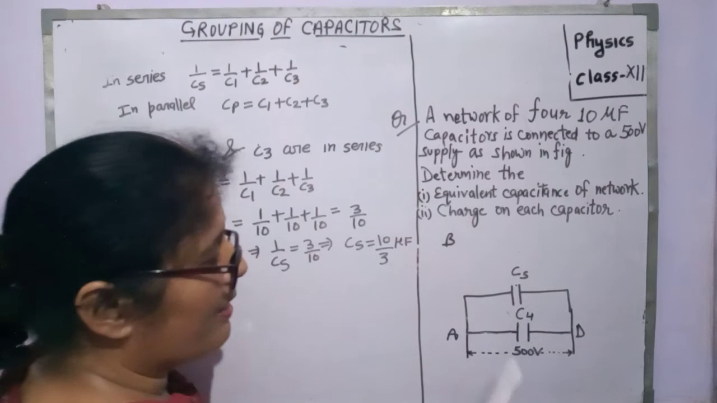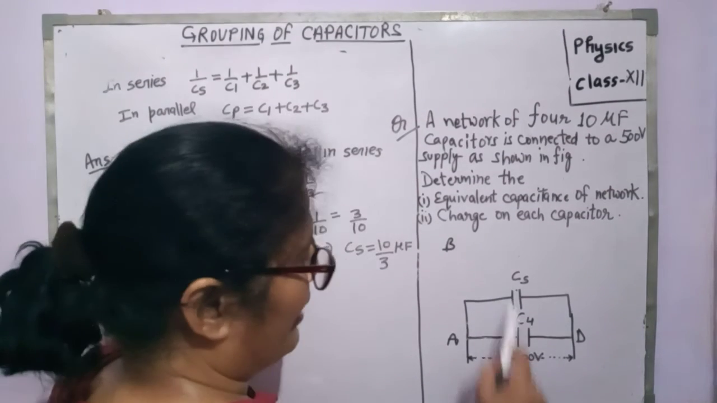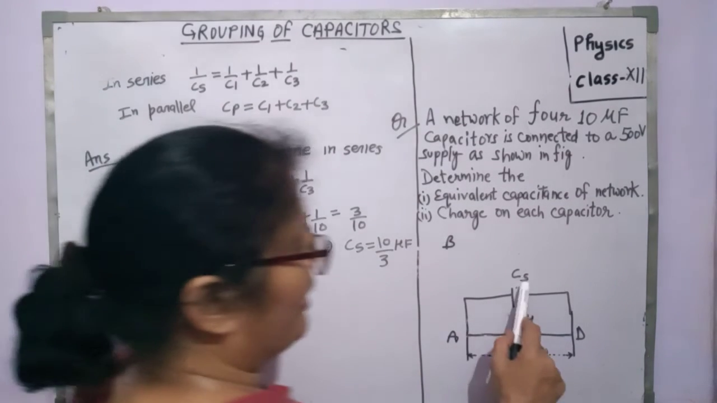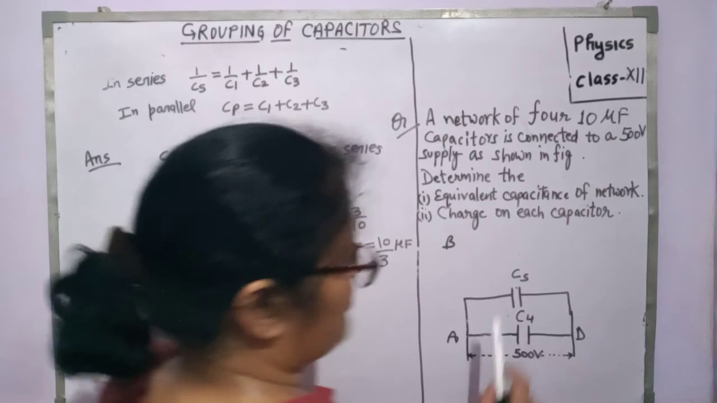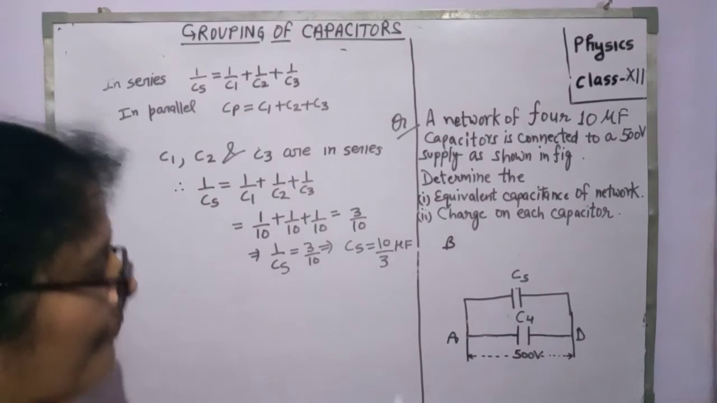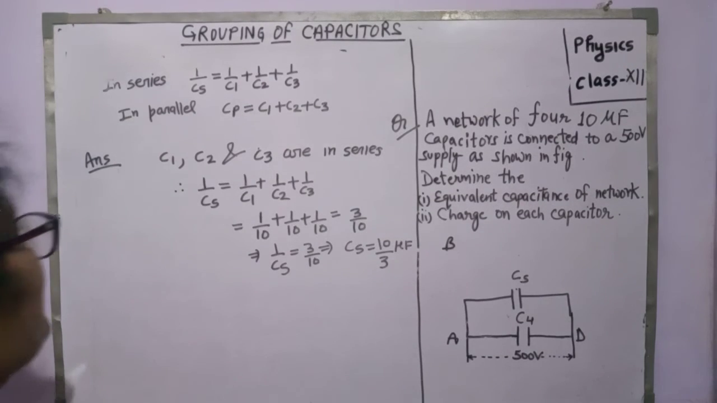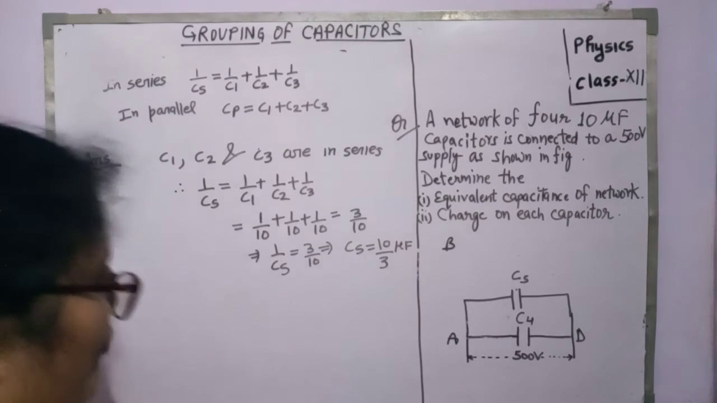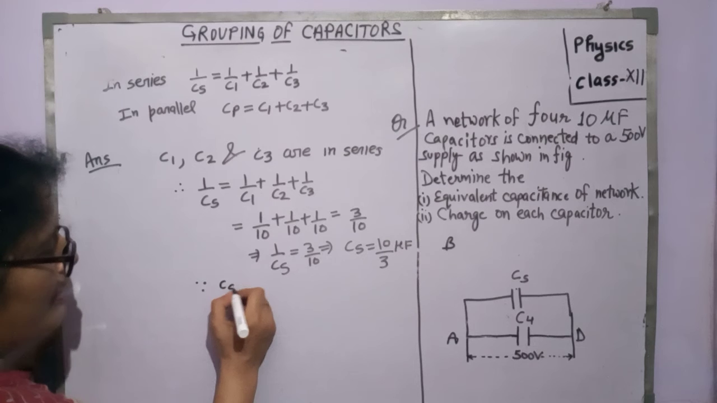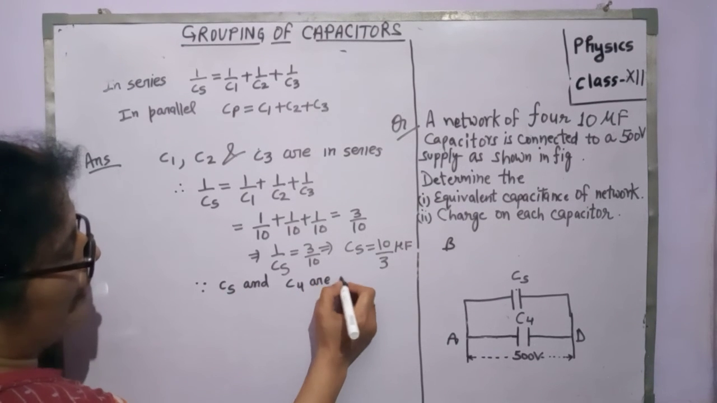Now you can see here, between the points A and D, one plate of Cs and C4 is connected to this point. Another plate of Cs and C4 is connected to this point. That means Cs and C4 are connected in parallel between the two points. That we can write here, Cs and C4 are in parallel.